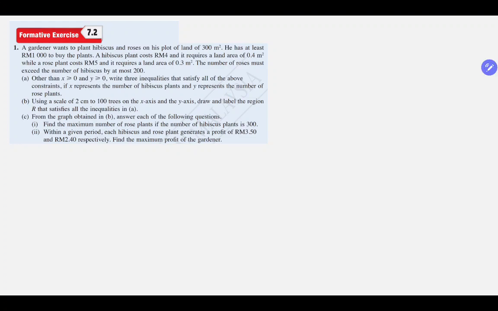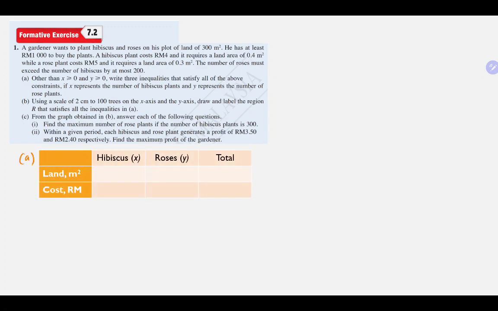A. Other than x greater than or equal to 0 and y greater than or equal to 0, write 3 inequalities that satisfy all the above constraints if x represents the number of hibiscus plants and y represents the number of roses plants. So we'll first build the table. We have two pieces of information given on two plants, hibiscus plants and rose plants. And we have information about the land and cost.